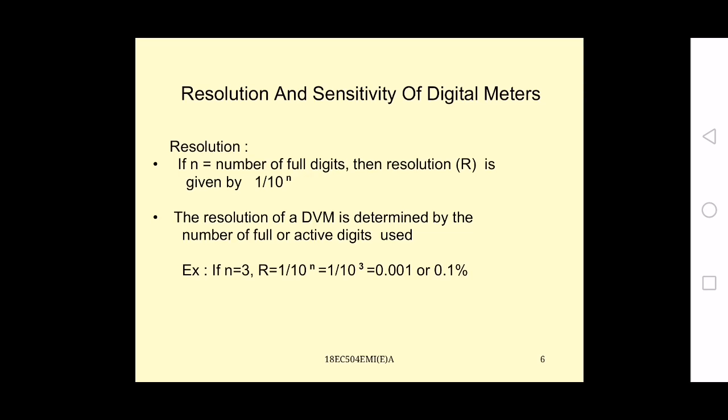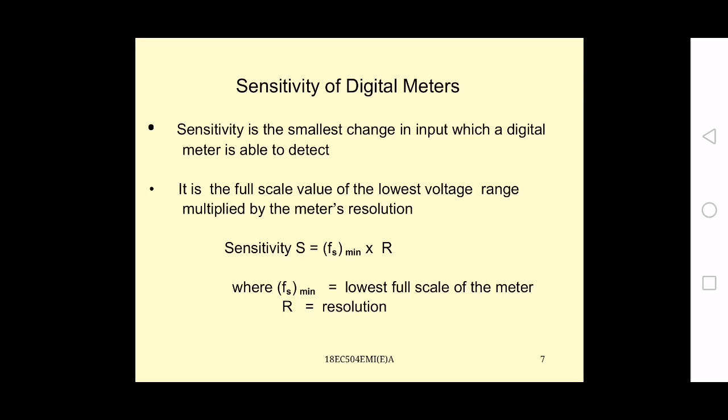Suppose the resolution of a digital voltmeter is determined by the number of full or active digits. In the previous case, the number of digits is 3, so you will have 1 by 10 to the power of n, that is 1 by 10 to the power of 3. You will have 0.001, that is, you can measure up to a 0.001 change in the measurement. In terms of percentage, a 0.1% minute change can also be measured by your digital meter. You can take the example.